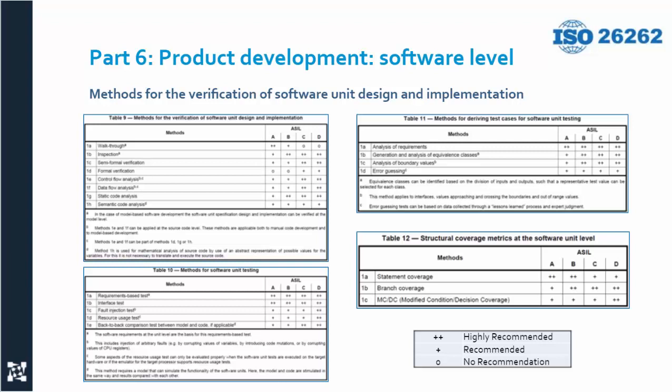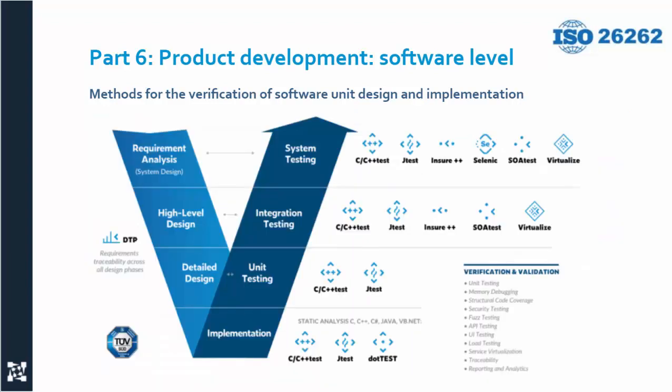Now, Table 10 captures verification methods for unit testing. Table 11 captures methods for deriving unit tests, such as analysis of boundary values. And there's a list of others as well. Table 12 lists the recommended structural code coverage metrics to ensure test coverage. So the standard defines a lot of testing methods to consider, and you should look for a solution that helps address these needs.